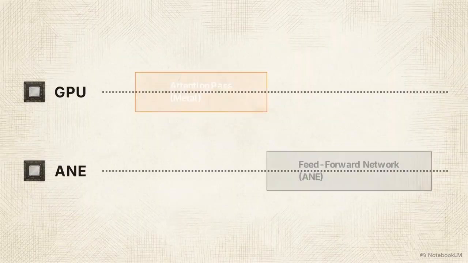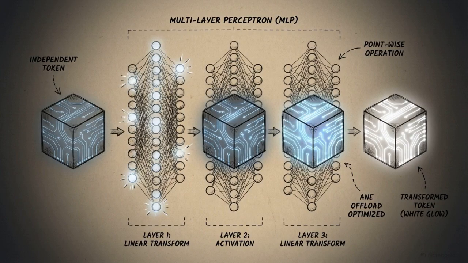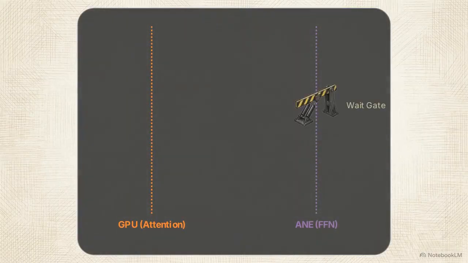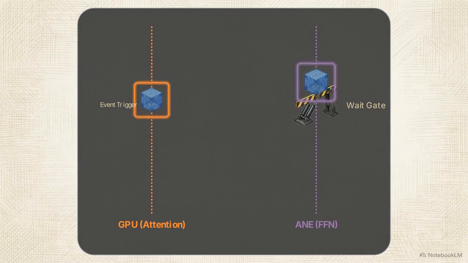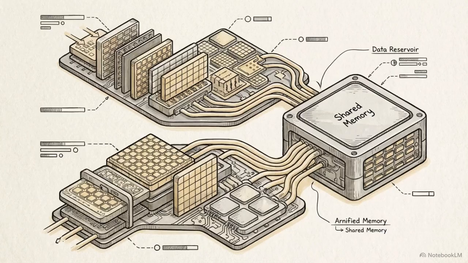In this dispatch flow, the Metal framework handles the attention pass on the GPU, while the ANE calculates the feed-forward network. The feed-forward network is the multi-layer perceptron block within a transformer architecture that processes individual tokens independently. In this visualization of the synchronization mechanism, the ANE pauses at a wait gate. It resumes execution only after receiving a MTL shared event signal from the GPU, seamlessly resolving into the shared memory.